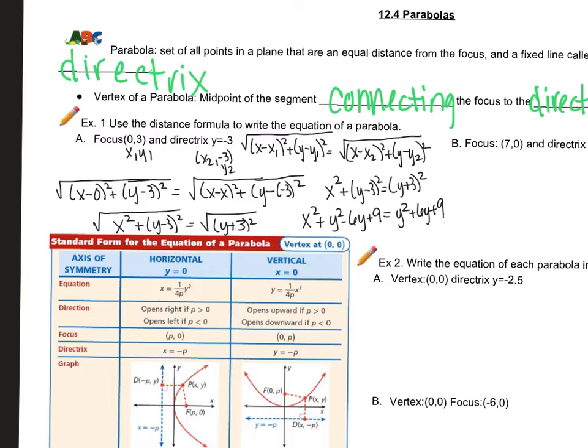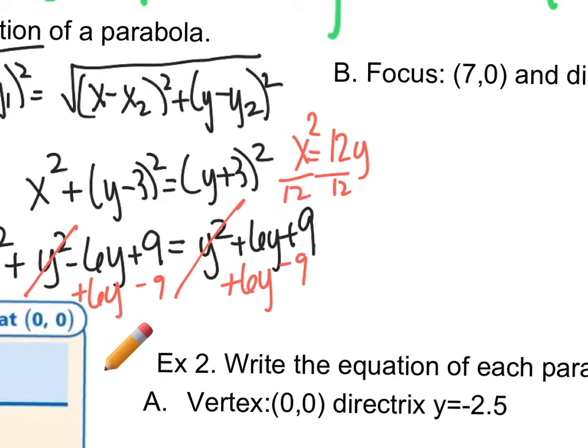So I see that we have a y squared on both sides, so that cancels. If I add this 6y to this 6y, I get 12y, and I bring this 9 over, I get 0. So right now I'm at x squared equals 12y. I divide by 12. This is running out of room here. So I get y equals, remember there's a 1 in front of your x squared, y equals 1 over 12 x squared.